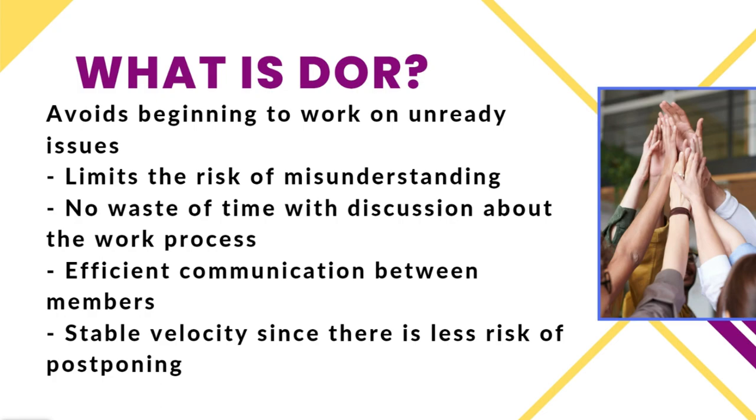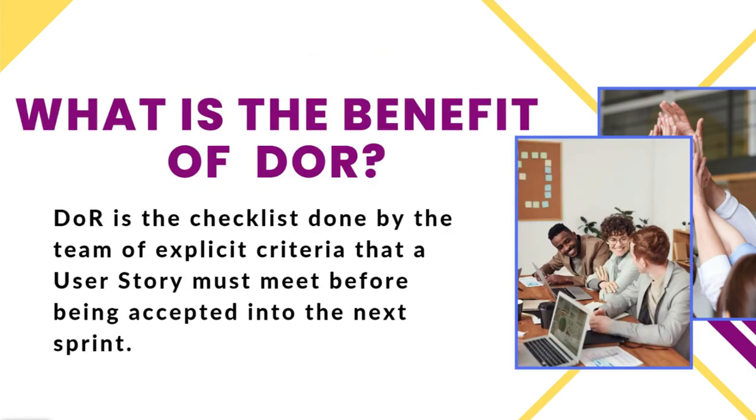All right. So that is what definition of ready is. Now, what's the benefit? So we talked a little bit about the benefit just now, but definition of ready is a checklist, right? So the team comes up with this checklist of all of the explicit criteria that the user story must meet before being accepted into the next sprint. So it's really all of the things that you think you need to have in a story so that it can be worked on by the developer. So they don't have to be asking a bunch of questions. They don't have to be running around trying to figure out what this means. Everything is there for them to just go off and code, right? Make it easy for them to know what to code.